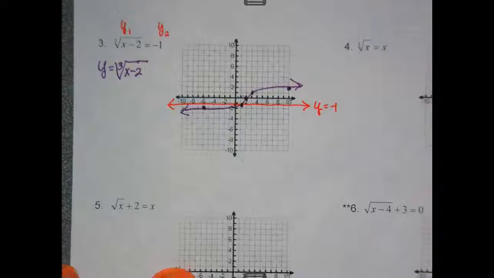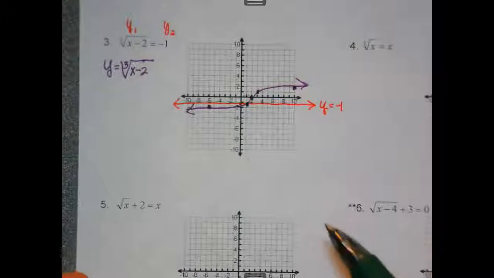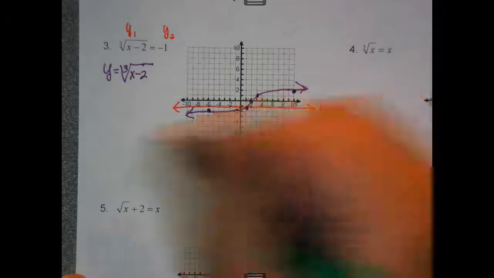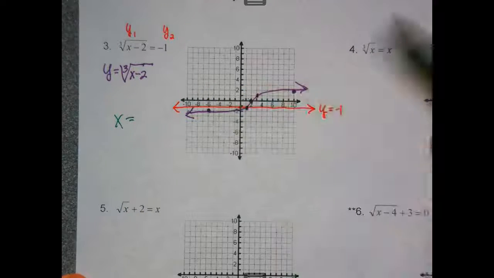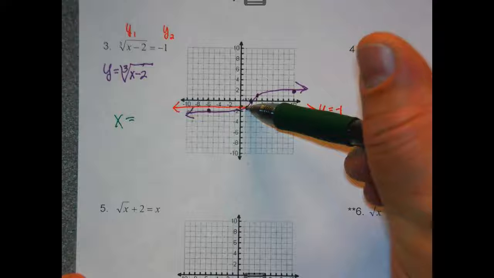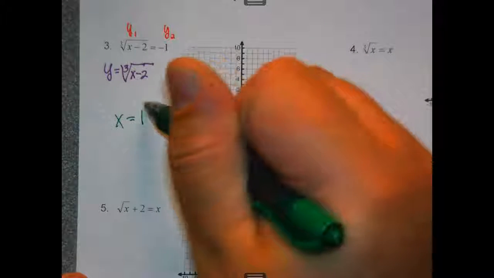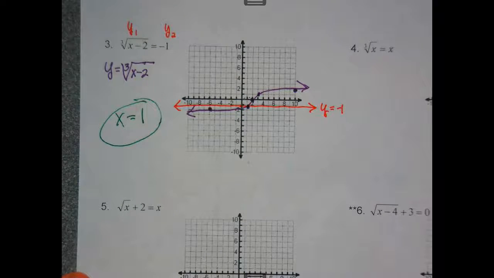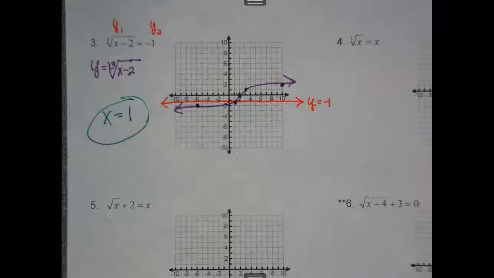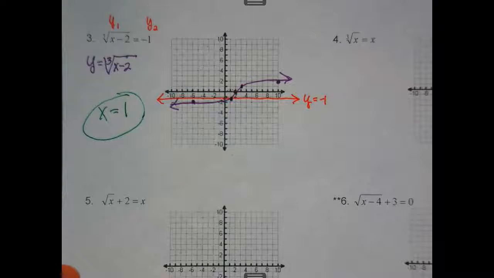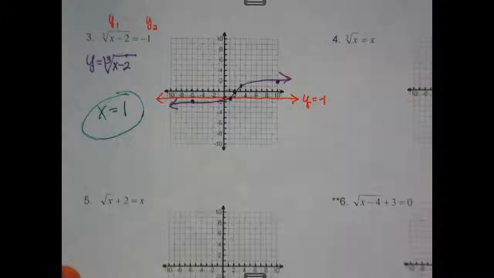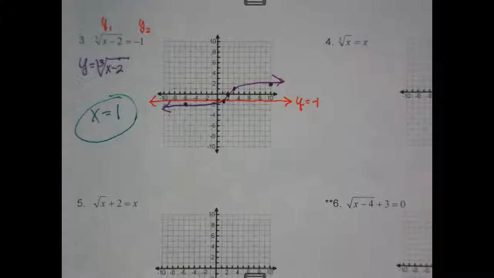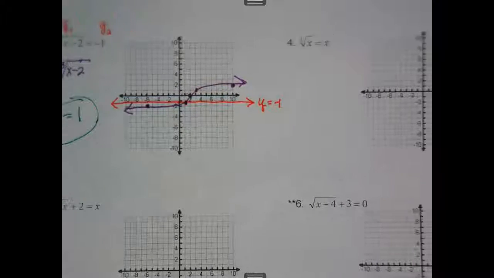What's my solution? What's the x coordinate of the intersection point? 1. This is so easy. I'm insulting your intelligence again, aren't I? I'm going to do number 4 and number 6, and then I'm done.